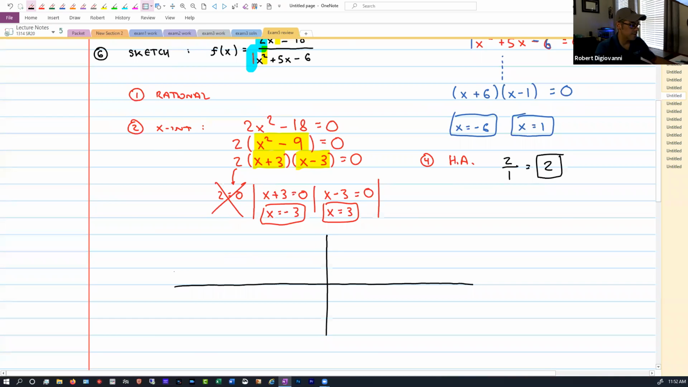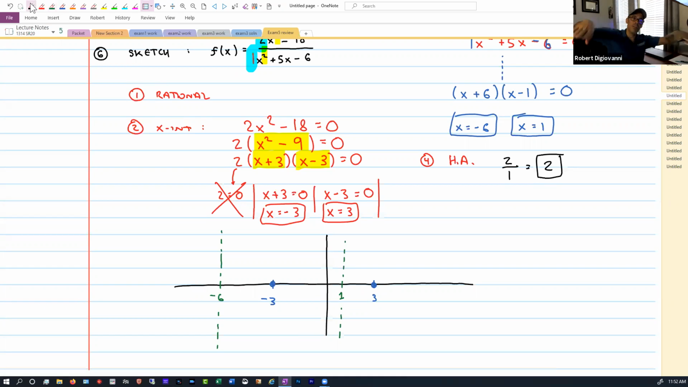Starting with my x-intercepts. These are points on the graph. 3, I have a point. -3, I have a point. Okay, now I put my vertical asymptotes. I'm going to do this in different colors so it's easier for you to see. I have a vertical asymptote at -6, dotted line. I have a vertical asymptote at +1, so dotted line. A horizontal asymptote of 2.